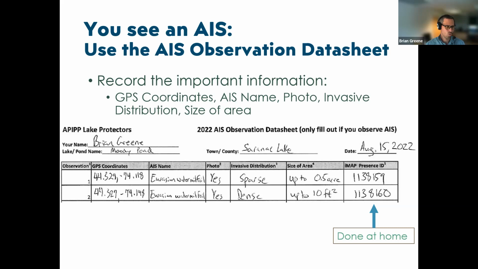Generally, if there's more than 100 feet between the different invasive species, then you should mark it separately. But if they're within a 100-foot zone, then they could be considered the same bed, depending on the type of pattern that you see.